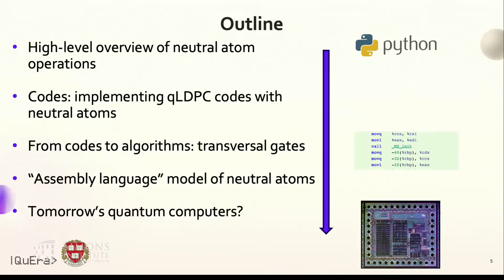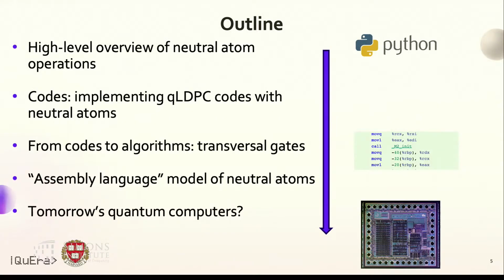Following that, we'll move from thinking about the codes to thinking about the algorithms, and how we take these same native tools and use them in the context of, for example, transversal gates that you've already heard a little bit about throughout this conference. After that, I'll go into the lower level details of the neutral atom system. You might think of that as more like an assembly model, with the details of the microscopic operations, which give you a little more flexibility than the high-level operations I'll talk about at the beginning.